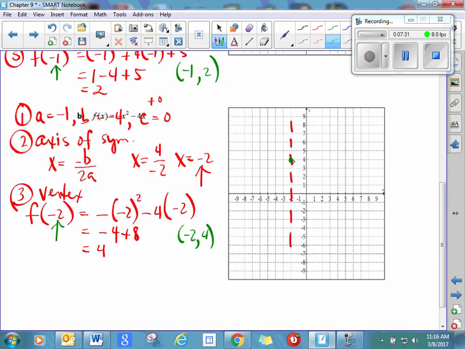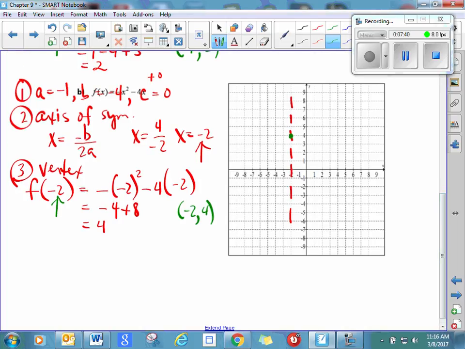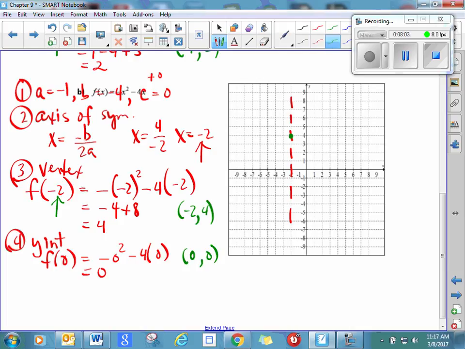Now at this point, we don't know whether that's the vertex, because we don't know whether this guy's going to open up or open down. That's what our next points are going to help us determine. So we've got to go get a second point, and that's going to be the y-intercept. The y-intercept is what is y when x is 0. So that's going to be pretty easy. -0 squared -4 times 0 equals 0. So our point here is going to be: x is 0 and y is also 0.